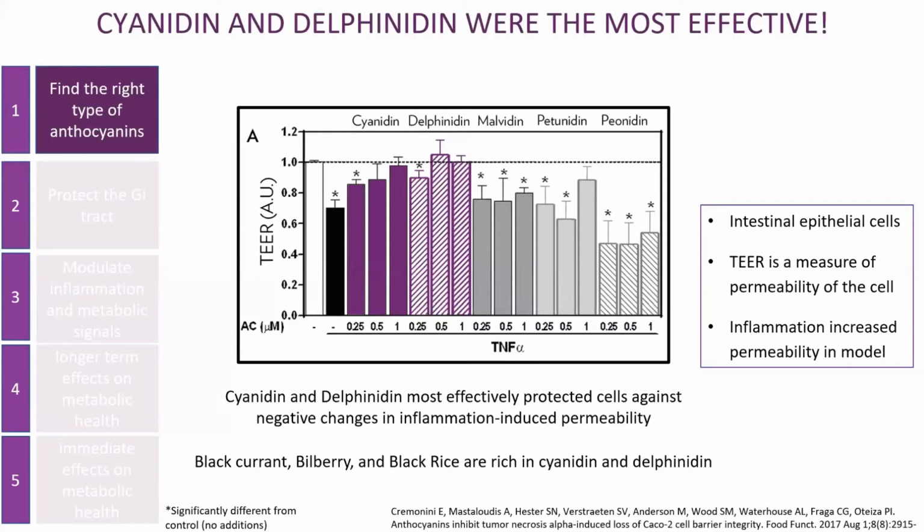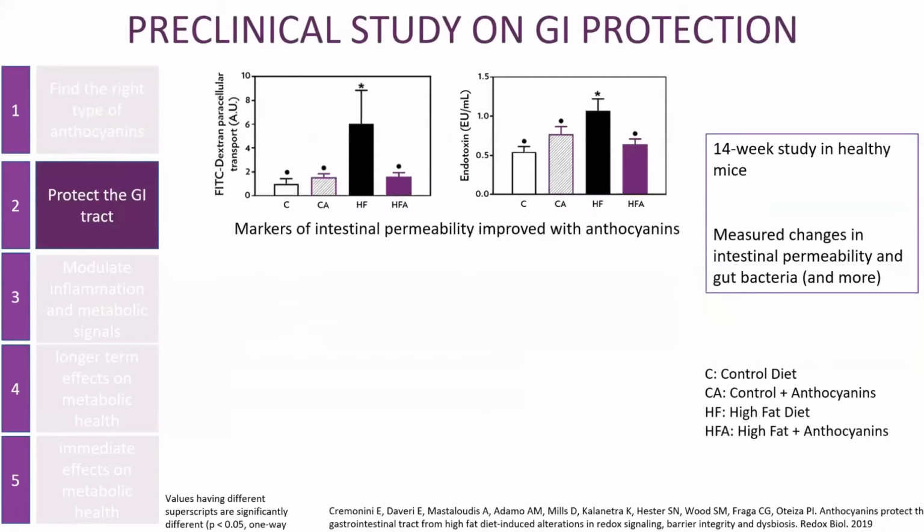So we're finding then that the cyanidin and the delphinidin are helping to protect and make sure that the cell wall in the GI tract is nice and tight. We did more studies that showed protection of the GI tract.